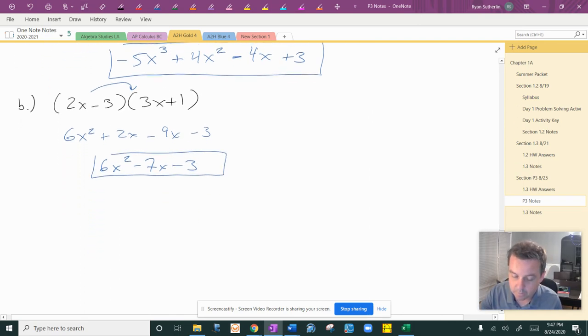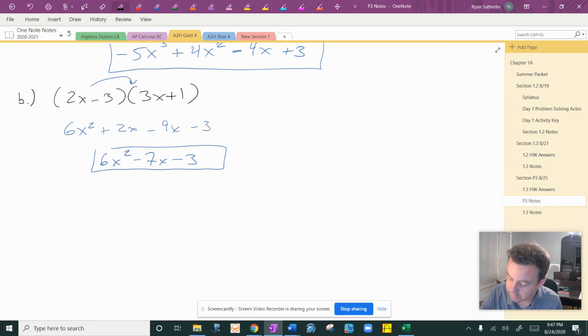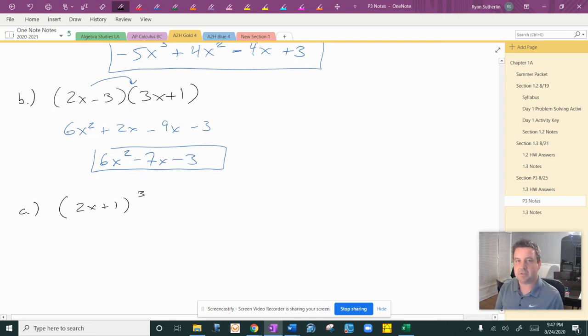So why don't we do one like this? Problem C, why don't you take 2x plus 1 to the third power and see what you would do with that. So pause it, try the problem, then come back and check in with the video.